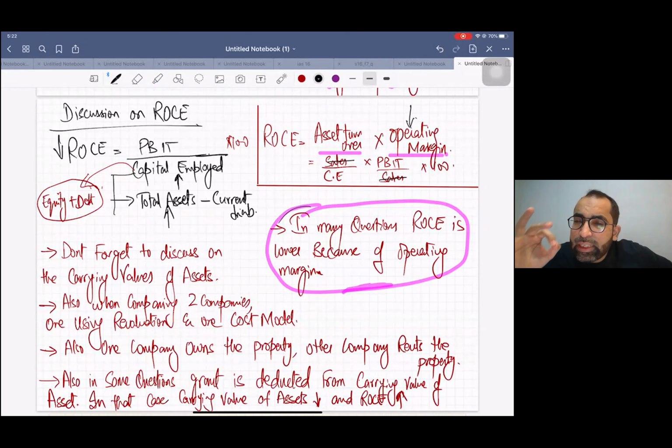Whenever you need to discuss return on capital employed in detail, don't forget to look at the carrying values of your assets. Not getting it? My dear student, the formula of capital employed is total assets less current liabilities. That means capital employed has a connection with total assets and total assets valuation. So if total assets are artificially overstated or understated, this may affect ROCE, and you need to discuss it.